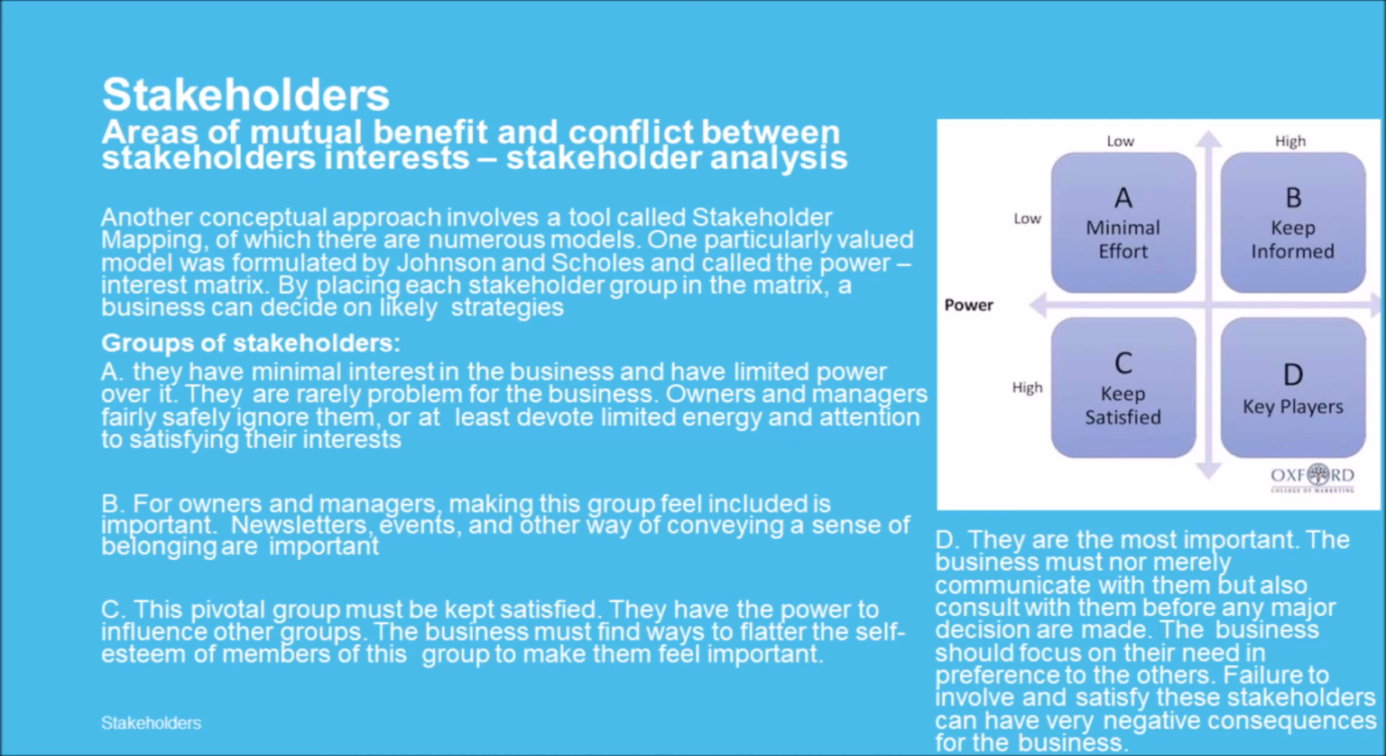Groups of stakeholders. A. They have minimal interest in the business and have limited power over it. They are a low priority for the business. Owners and managers can fairly safely ignore them, or at least devote limited energy and attention to satisfying their interests. B. For owners and managers, making this group feel included is important. Newsletters, events, and other ways of conveying a sense of belonging are important.